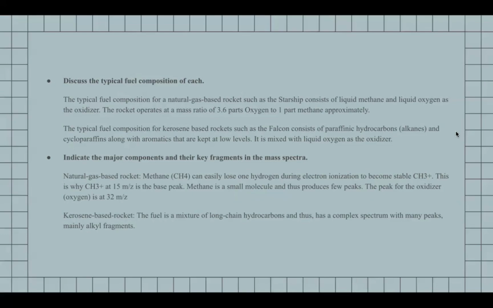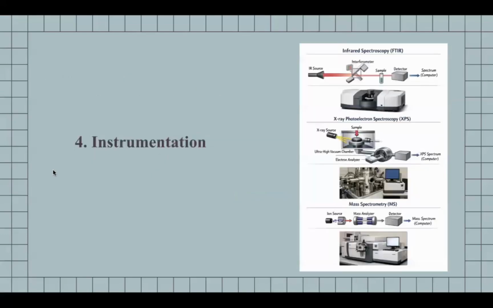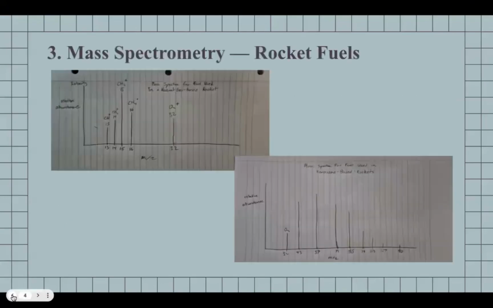Now, for the mass spectra, if we go back to the natural gas-based rocket, the fuel consists of liquid methane. However, the base peak is at CH3+ because it is easy for methane to lose a hydrogen, and CH3+ is more stable. We have lower peaks at 13 and 14, CH+ and CH2+, and the oxygen peak is at 32. For the kerosene mass spectra, the fuel is a mixture of long chain hydrocarbons and thus has a more complex spectrum with many peaks that consist of alkyl fragments. They're not all included on the graph because there are way too many, but the base peak is at 57 and the oxidizer peak is at 32.